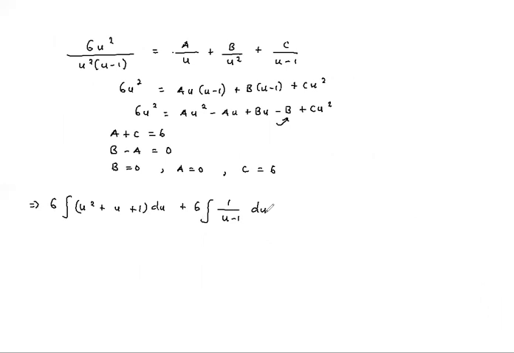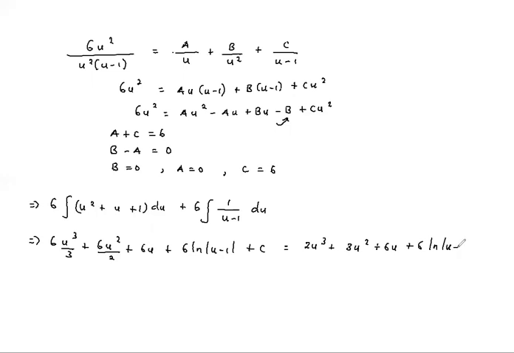Okay. Then we integrate. So we have 6u^3 over 3 plus 6u squared over 2 plus 6u plus 6 ln of u minus 1 plus a constant c. But this is the same as 2u^3 plus 3u squared plus 6u plus 6 ln of u minus 1 plus c.